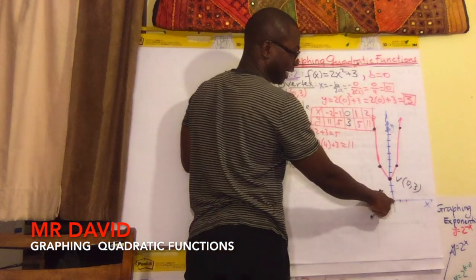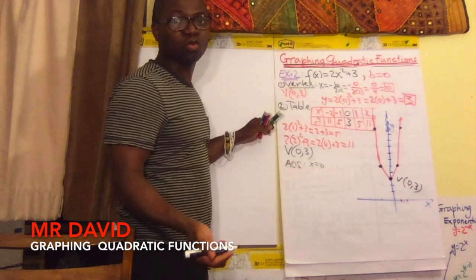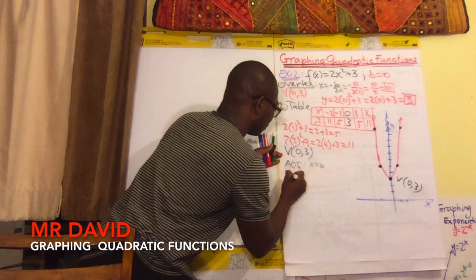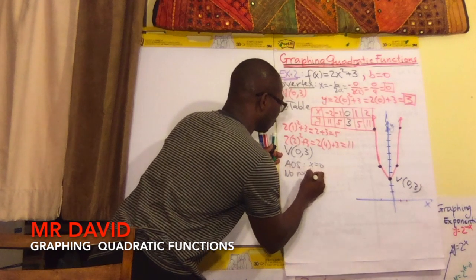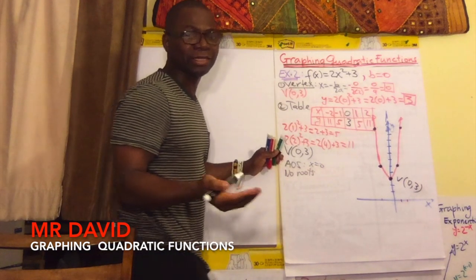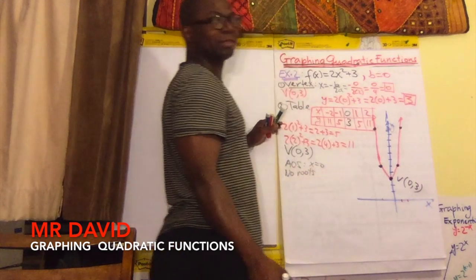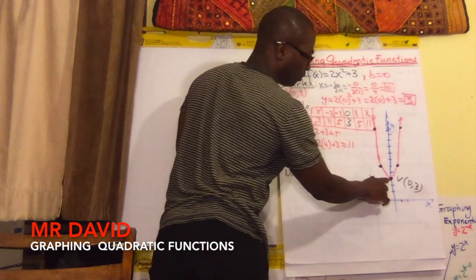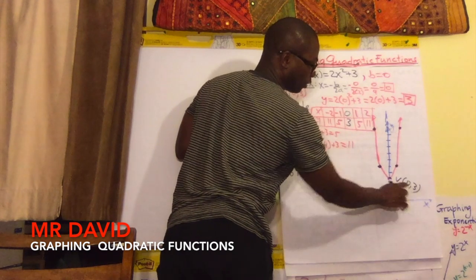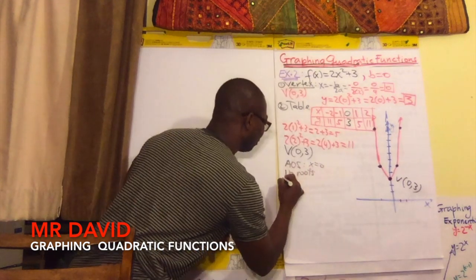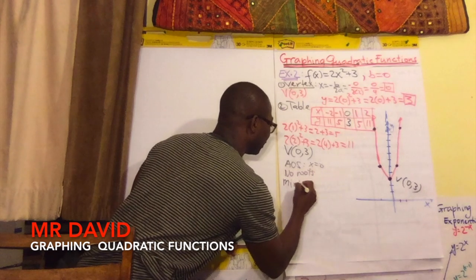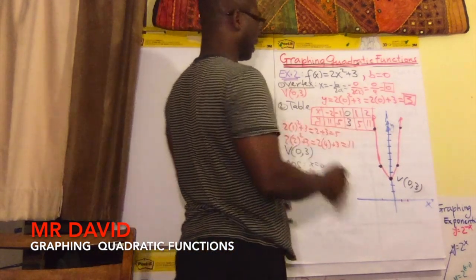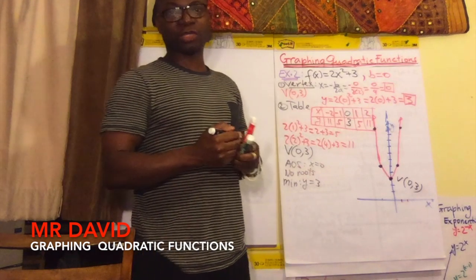It does not touch the x-axis, so there are no roots. Again, no roots, no x-intercept, because it doesn't touch it. It's a happy face, so we have a minimum. The minimum is right here, the y value of the vertex. So we have a minimum, meaning y equal to 3. So that's basically everything that we know as characteristic of this function.